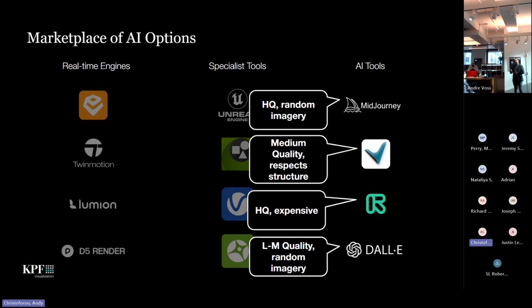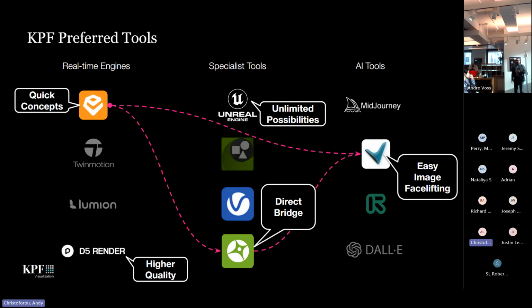Then there's Runway, which does really cool videos and a lot of rendering from text, but it's way too expensive for us to use. And then there's DALL-E, which I think has kind of trailed in terms of quality when compared to their competitors. So kind of where we landed is we're using Enscape, continued as our workhorse.